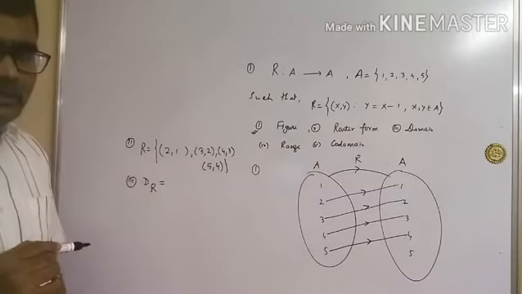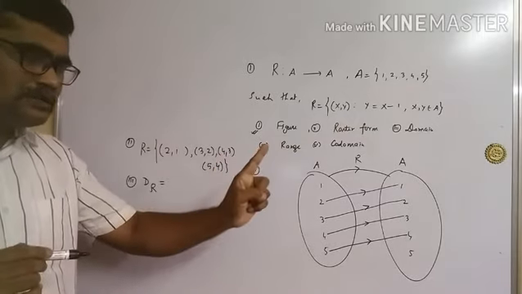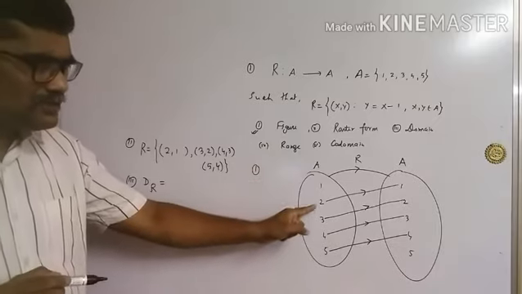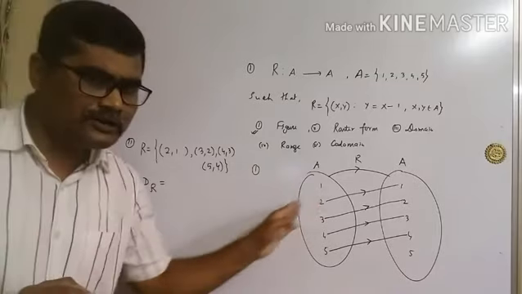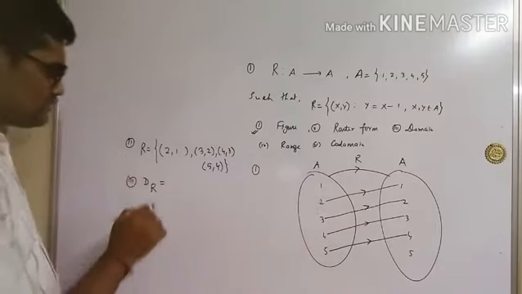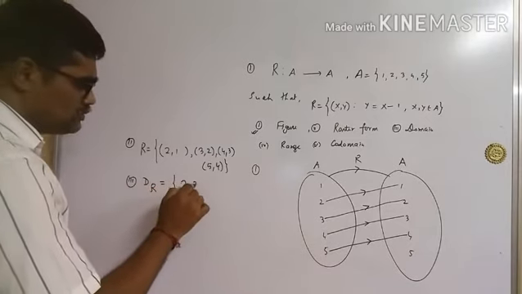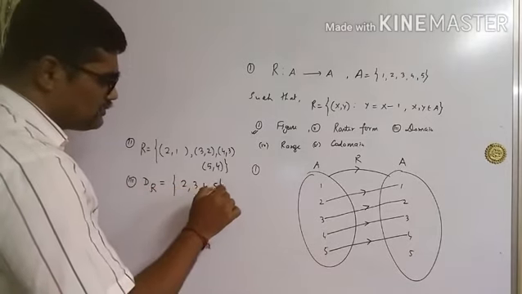So domain means, remember again, the first place elements of the ordered pairs, or those elements from where the arrow starts, right? So it will be what? 2, 3, 4 and 5.